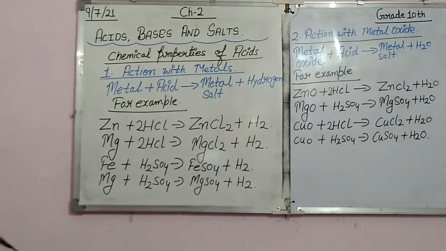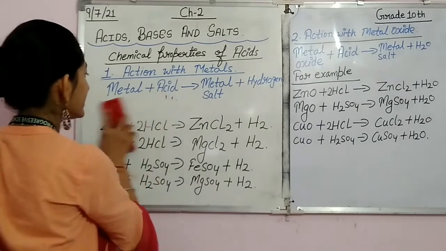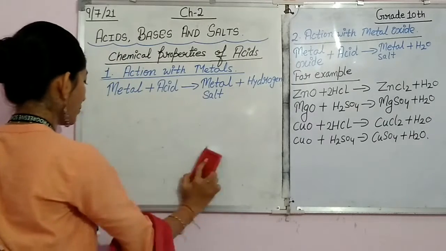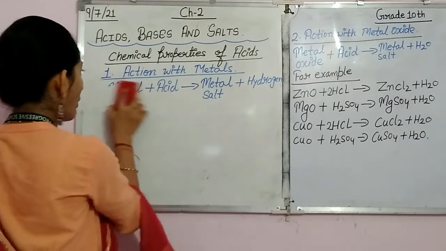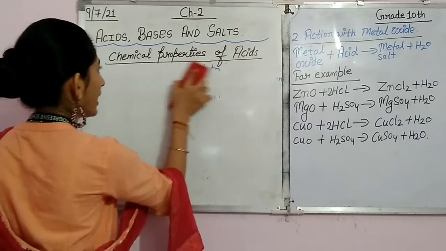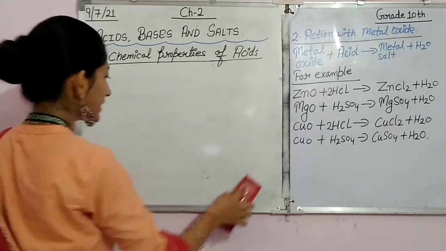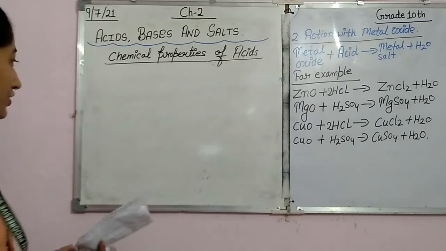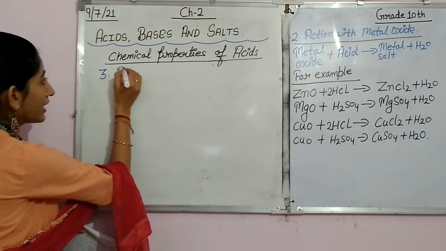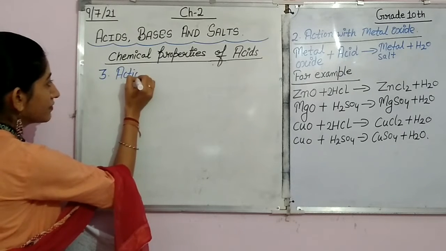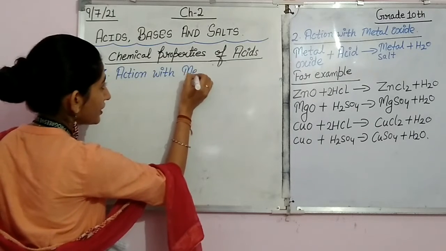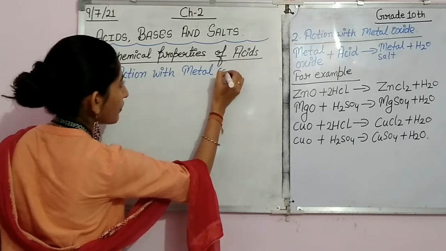Third type of property means, let's see how acids react with metal carbonates. I hope the reactions with metals and metal oxides are clear to everyone. Now when we talk about the third type, that is action with metal carbonates.